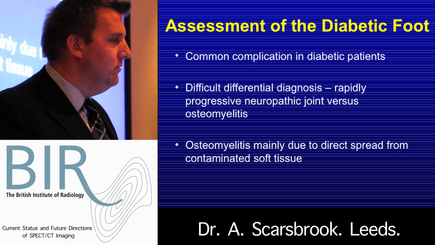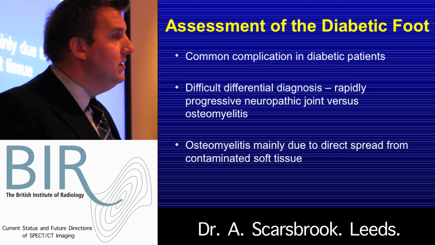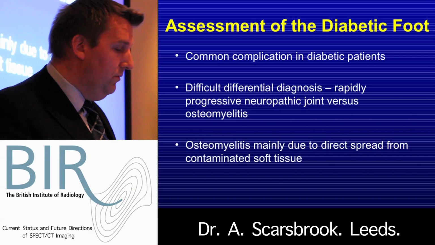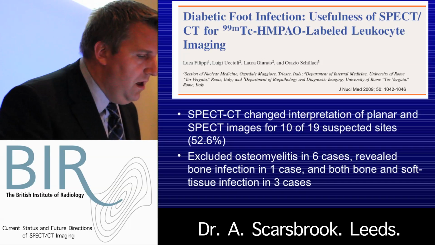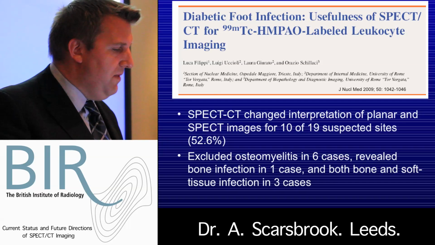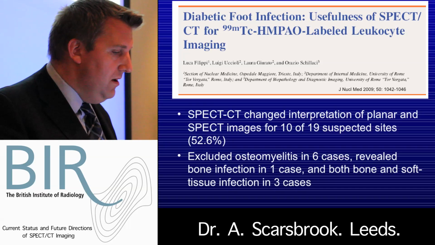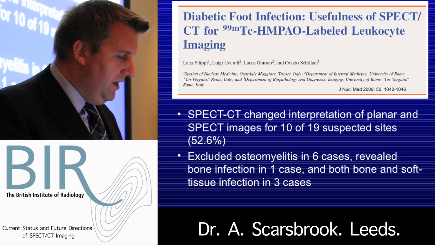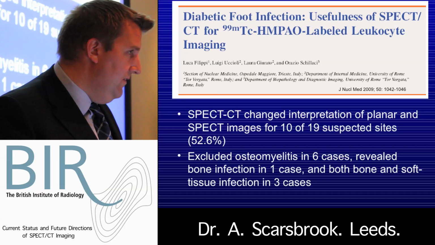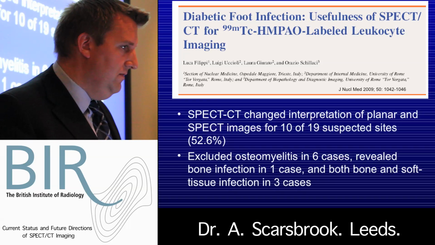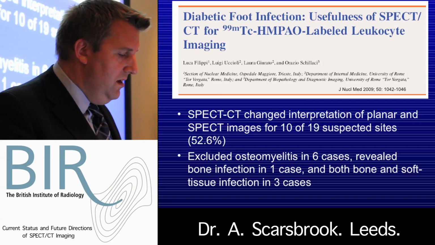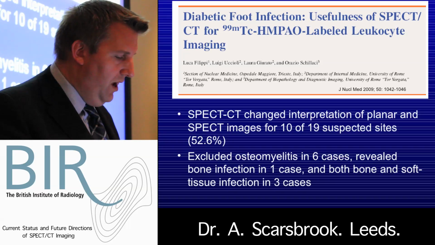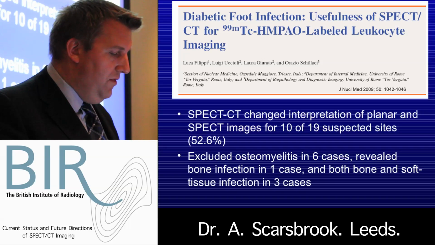And it can be very difficult just using planar imaging and SPECT to know whether you've got one or both. There was a nice paper, again by the Rome group, Filippi et al., from the Journal of Nuclear Medicine, looking at SPECT-CT with white blood cell labelled scintigraphy, and they looked at the value over and above planar imaging and SPECT, and in over 50% it changed the interpretation of the study. It was able to confidently exclude osteomyelitis in 6 cases, and it revealed a cold bone infection in 1 case and a combination of the 2 in 3 patients.